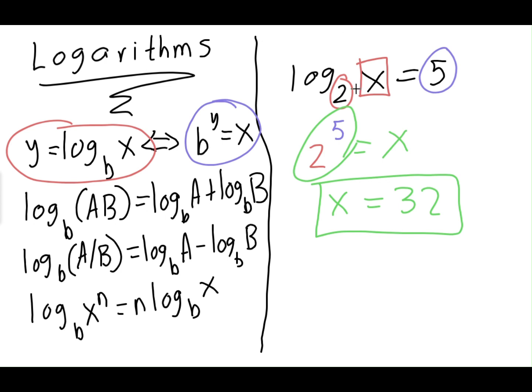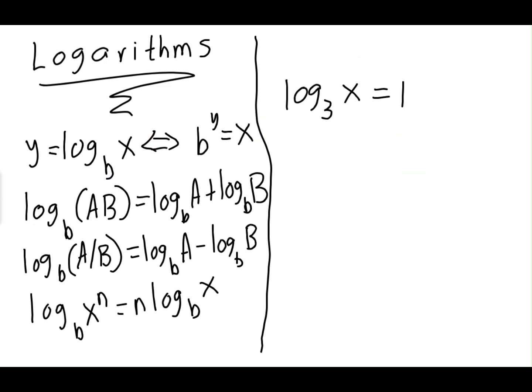Let's go ahead and start with a new example. We have the log base 3 of x is equal to 1. Now again, I need to find x, but this is in the wrong form because we have x inside the log. So I'm going to take the base to the y power is equal to the stuff inside. Well, x equals 3 to the 1, so x is equal to 3. If we can convert between forms easily, it's very easy to actually figure this out. Okay, let's take a look at another example.